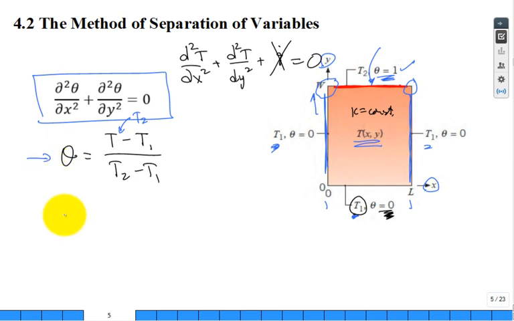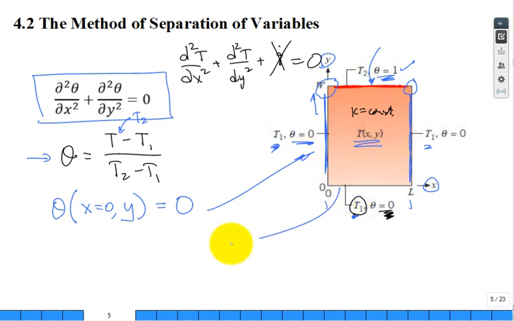What about the boundary condition? Let's do the boundary condition over here. Well, I already did it, or it's done in the illustration. It's equal to 0. So theta at x equal to 0 for all y is equal to 0. Isn't that the way you describe this boundary condition?